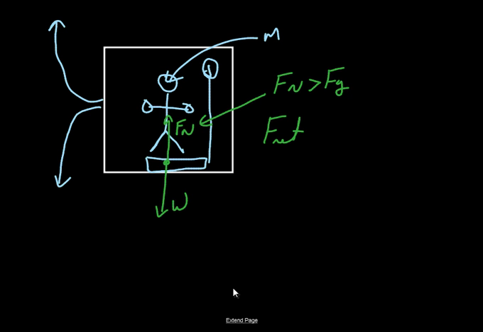So for a little while, and you can feel this when an elevator starts to do it, the normal force grows and it becomes larger than Fg. The scale has to push harder up on you to accelerate you. What would happen to the readout over here? Would it get higher or lower? Higher. While the elevator is accelerating upward, your apparent weight gets higher.